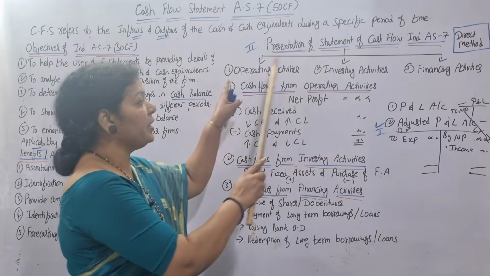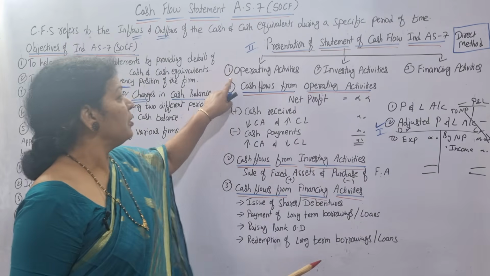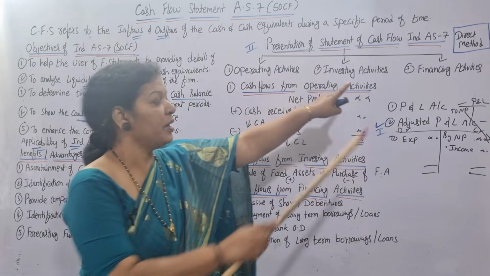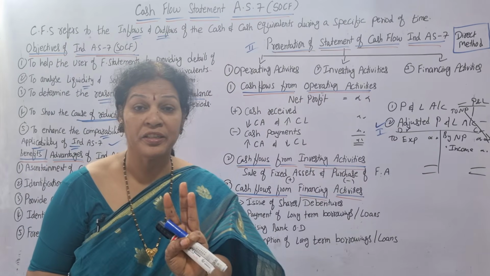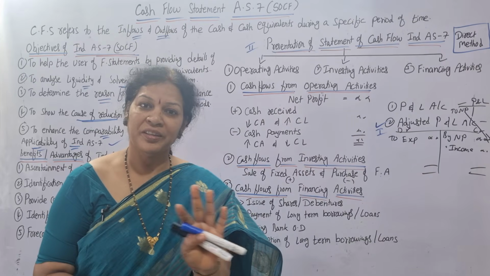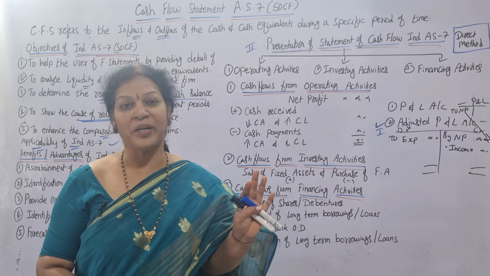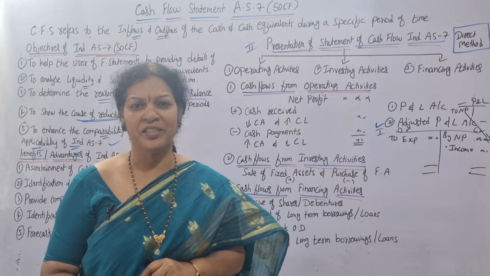Okay, so three activities: operating, investing and financing. If you understand the three activities, the cash flow statement is done. You understood it. Now let's discuss each and every one.